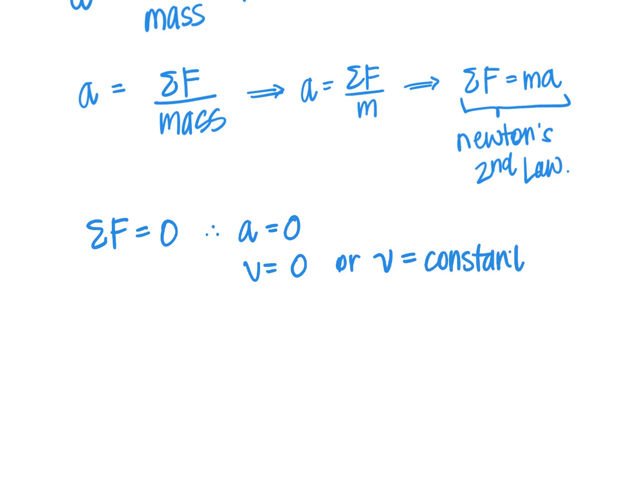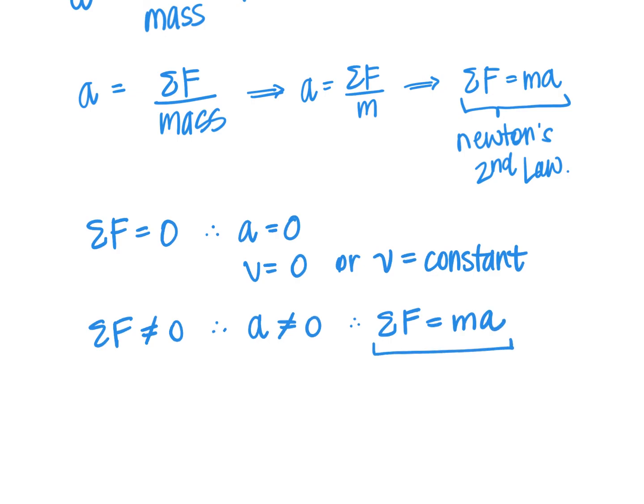But when the force is unbalanced, so when they're not equal to 0, that means the acceleration is not equal to 0. And that would give us a net force then is equal to m times a. So now we'll sum our forces and set them equal to ma.